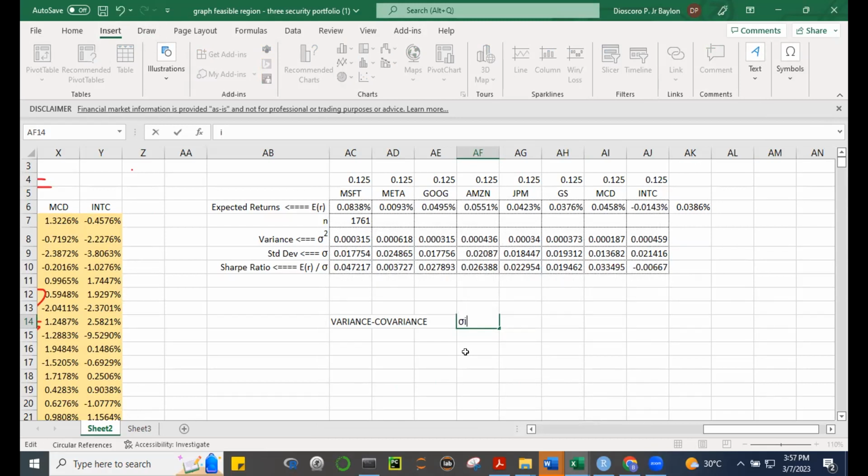And IJ is equal to your X ret transpose, and then times X ret, and then let me explain this, divided by n minus 1. Okay, we will perform this next meeting. Just want to show you the formula. Okay, because this is quite long. So let me just fix the formula.